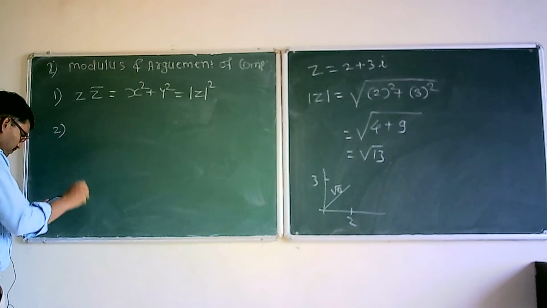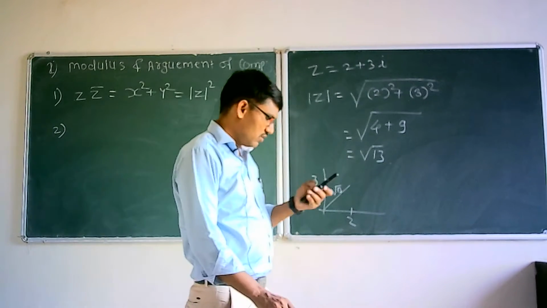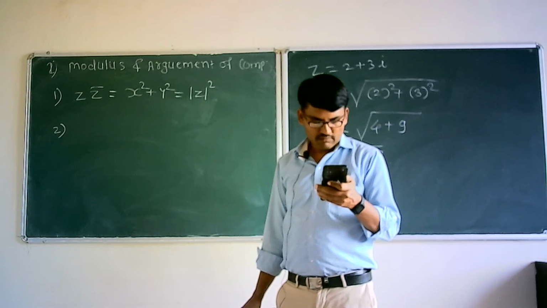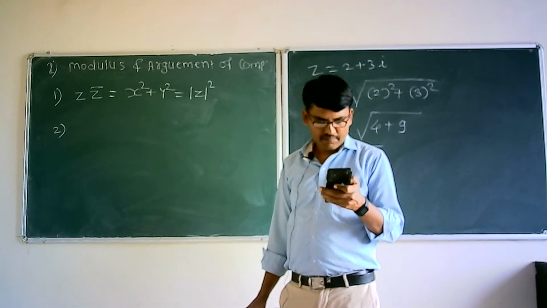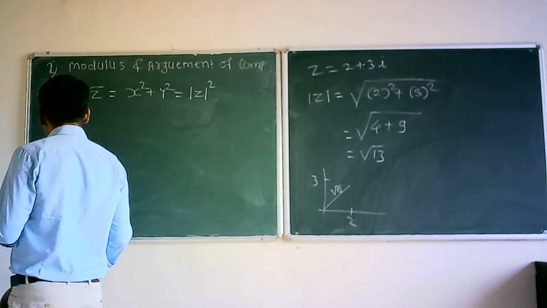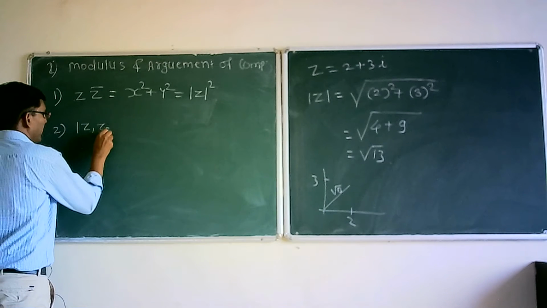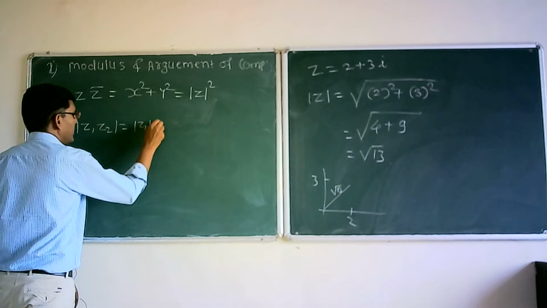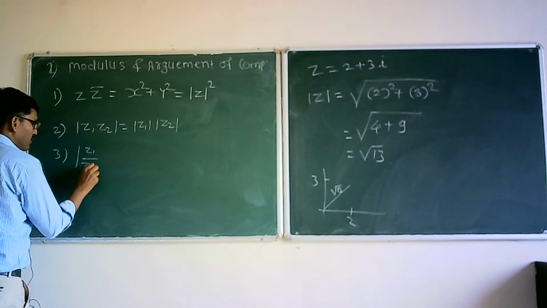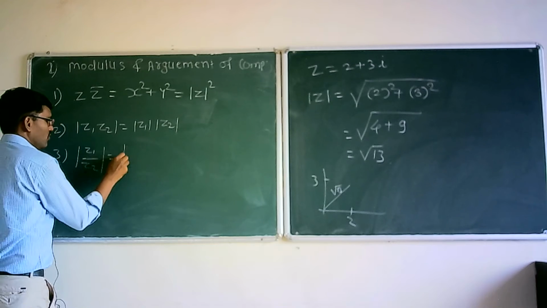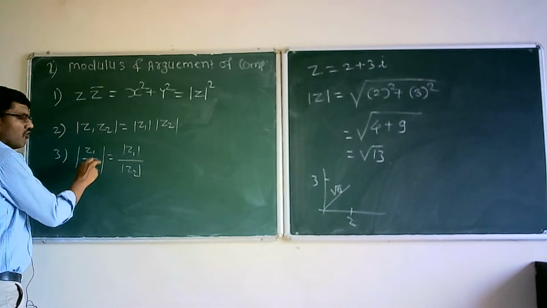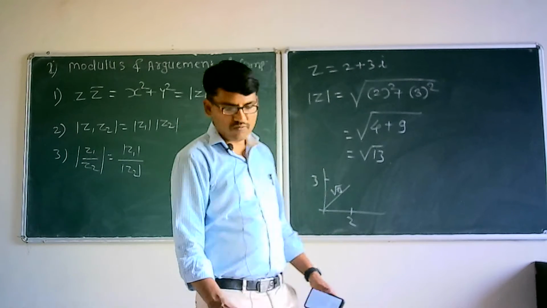Now number 2, mod of z1 into z2 is equal to mod of z1 into mod of z2, and number 3, mod of z1 divided by z2 is equal to mod of z1 divided by mod of z2. You can try these two for homework. So these are some properties of modulus.